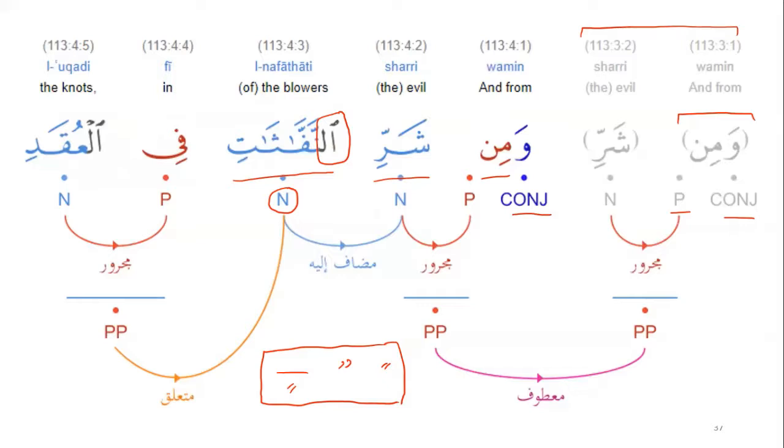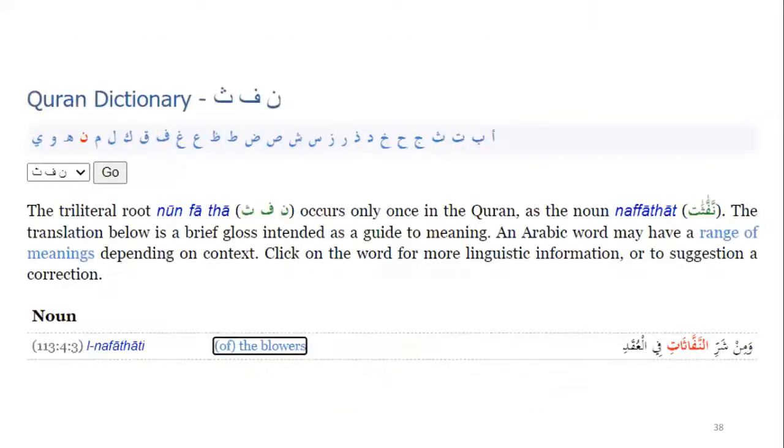So let's take a look at nafasat. The root letters are nun, fa, and sin. This occurs only once in the Quran, from min sharrin nafasati fil uqad, and it simply means the blowers.